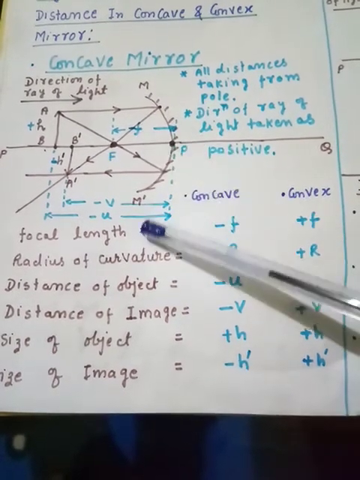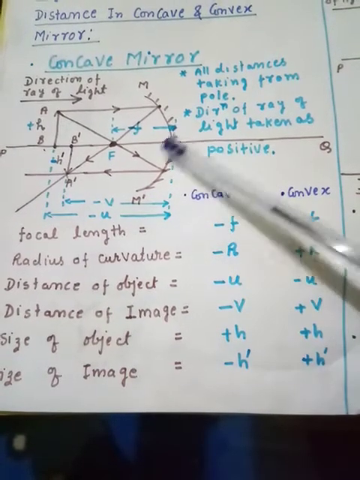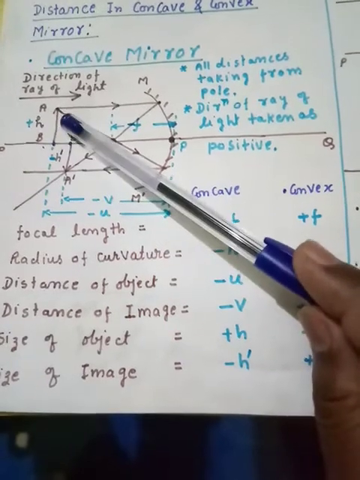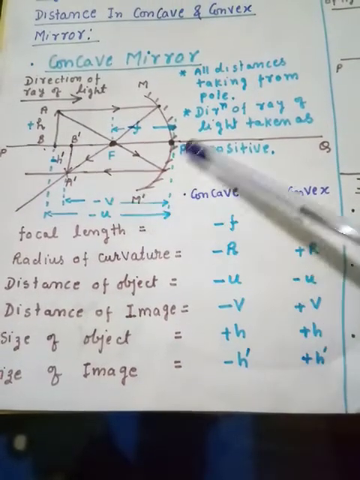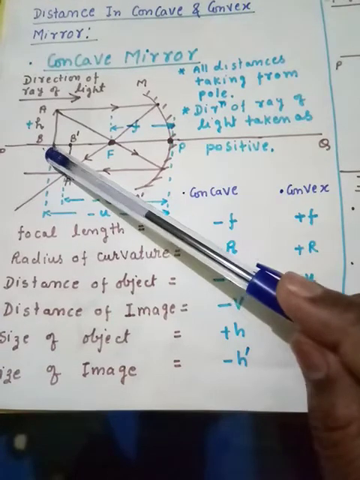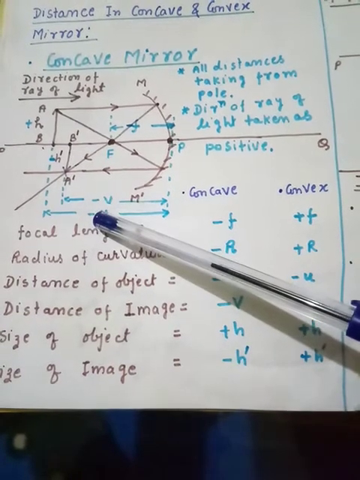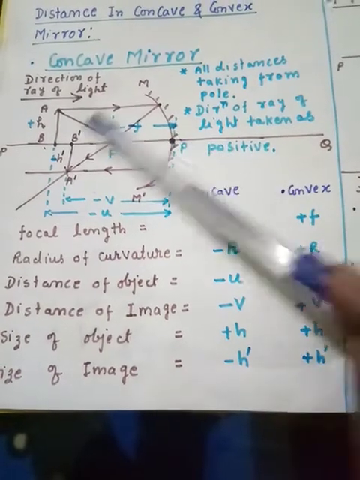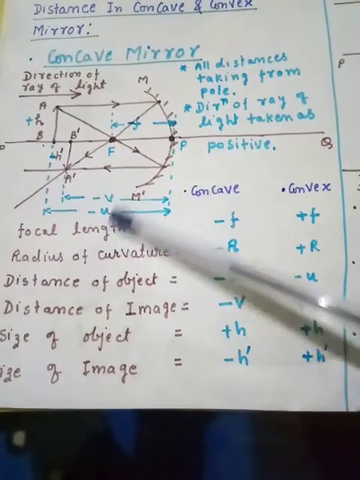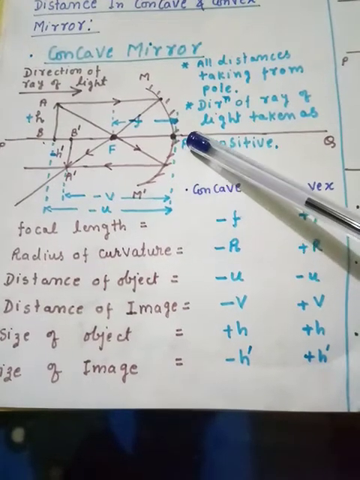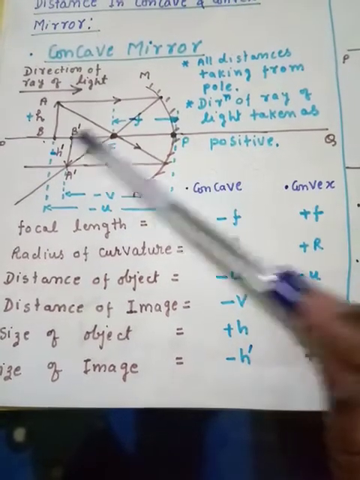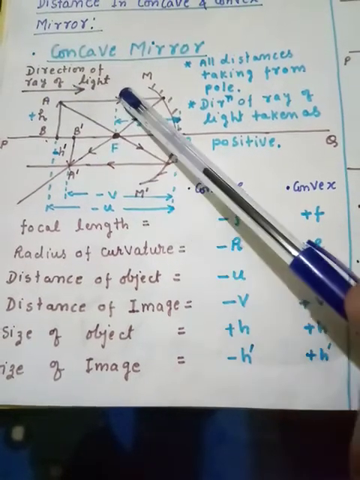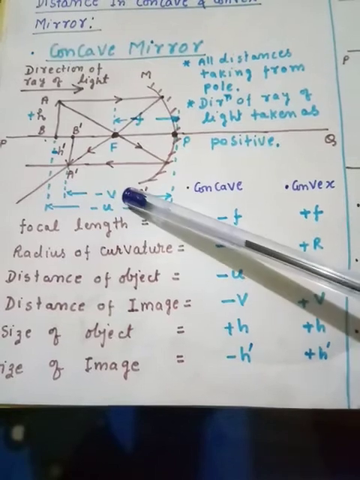Now see the distance of an object. When you measure the distance of an object, you go from the pole up to the object. So this distance P to the object is U, and we give it a negative sign. Why do we give it a negative sign? Because we measure the distance from the pole to that object. Now next is the distance of an image. Again we take the distance of the image from the pole. So again we go against the direction of the ray of light, so again we take it as negative.